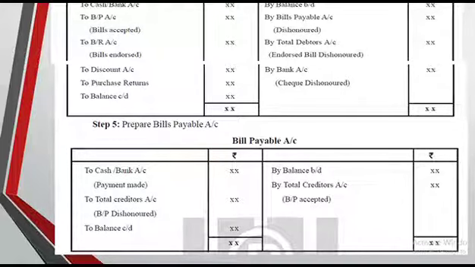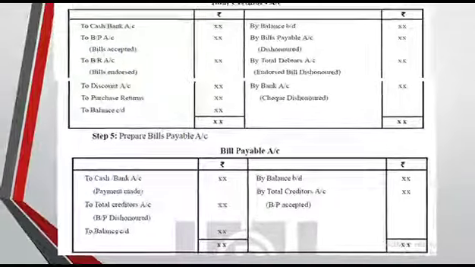Here you can see on the screen a specimen format of the bills payable account, wherein the debit side will consist of payments made against the bills and the total creditors, in case some bills are dishonored by us. On the credit side, the balance of bills payable and the total creditors, that is, the bills payable for which we have given acceptances to the creditor, will be shown on the credit side of the bills payable account.